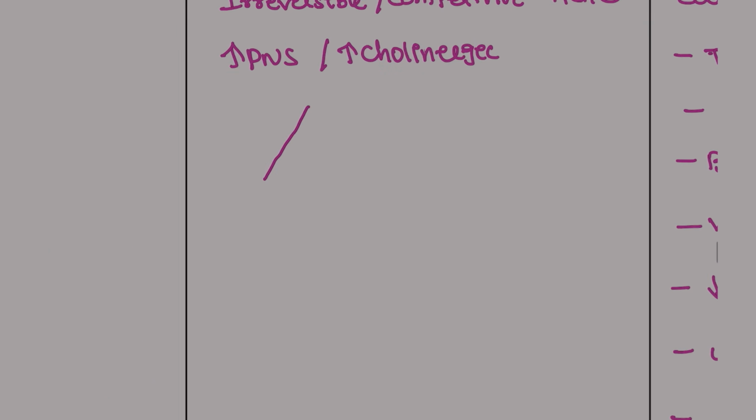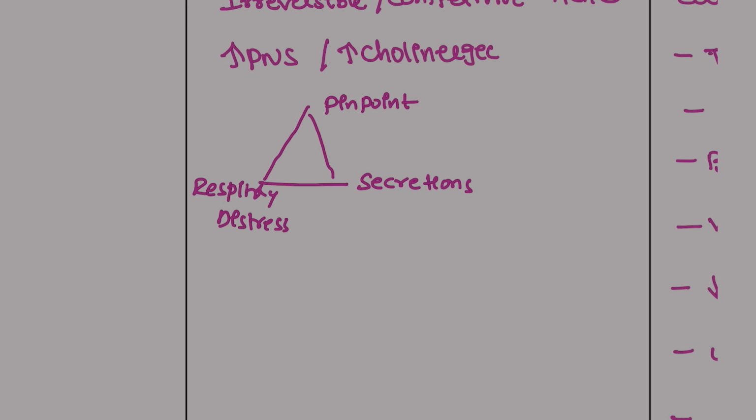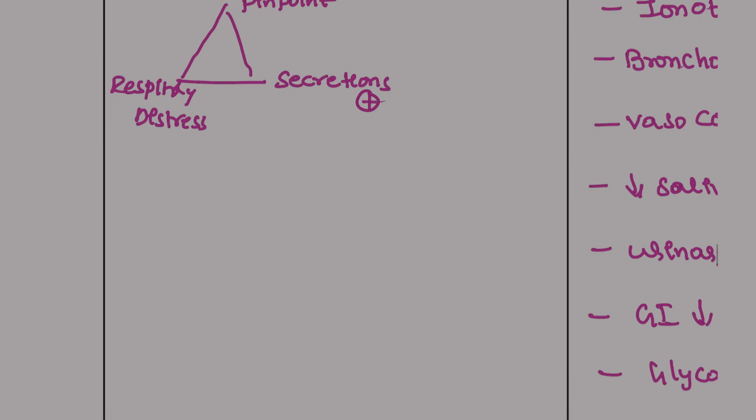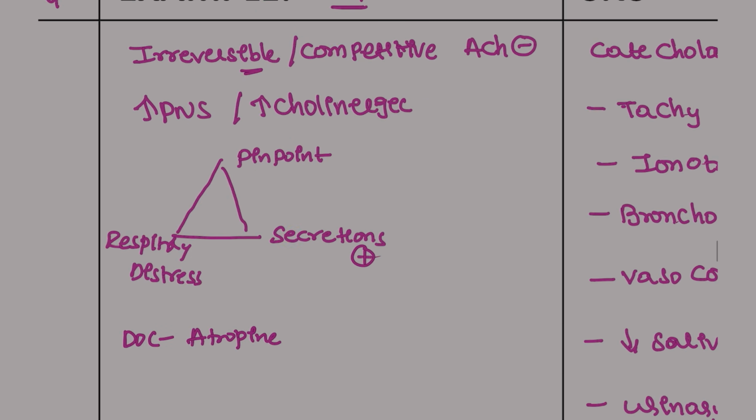So the triad that you have to remember for this is first the pinpoint pupils, then the secretions, and increased respiratory distress. In other poisonings like opioid, secretions will not be seen; secretions are not seen in the opioid patients. And what is the drug of choice for this patient? The drug of choice is atropine, to decrease the cholinergic effects. But it is causing irreversible damage.